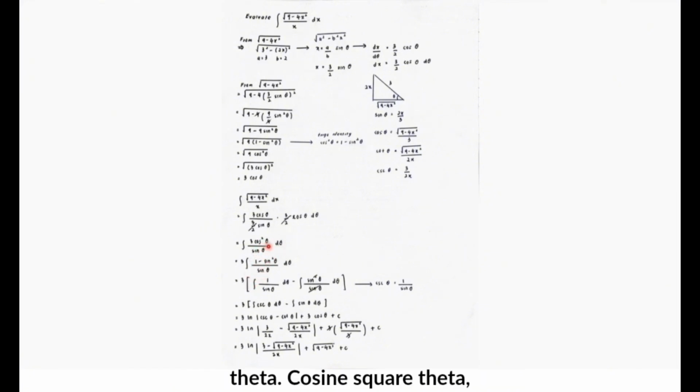Cosine squared theta, this is the trigonometric identity. So we put 1 minus sin squared theta, and then the constant we put in front of the integral. So 1 over sin theta is the cosecant theta. We eliminate the sin theta and we get 3 times the integral of cosecant theta d theta minus the integral of sin theta d theta.